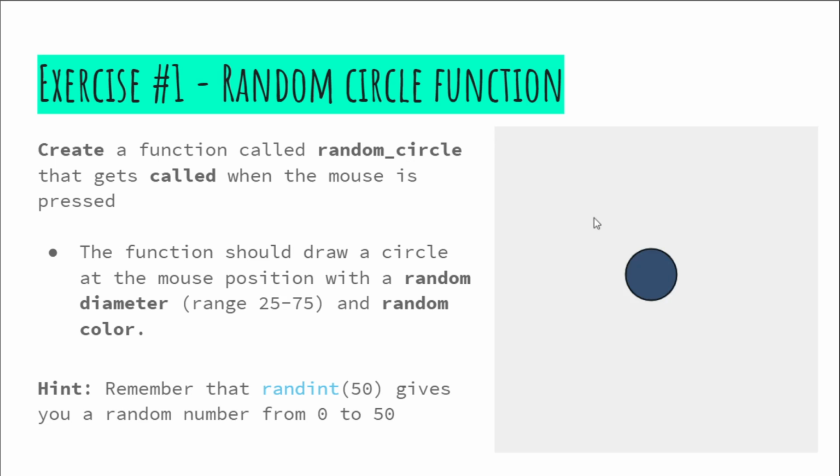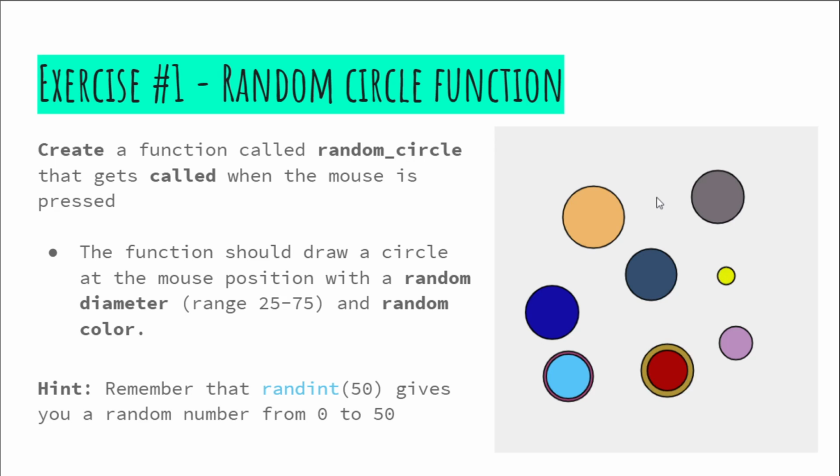And don't forget about the randint function. That will give you a random integer from 0 to 50. So Emil, if you can send us to breakout rooms when you are ready.